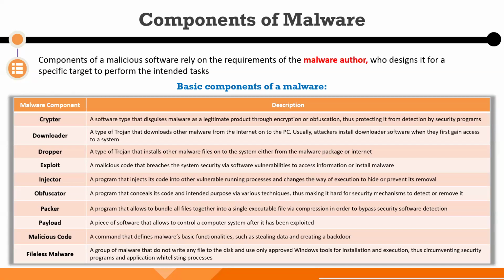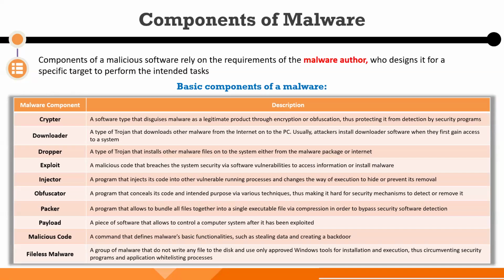We have an exploit, a malicious code that breaches system security via software vulnerabilities to access information or install malware. We have an injector, which is a program that injects its code into other vulnerable running processes and changes the way of execution to hide or prevent its removal. We have an obfuscator, a program that conceals its code and intended purpose by various techniques, thus making it hard for security mechanisms to detect or remove it.